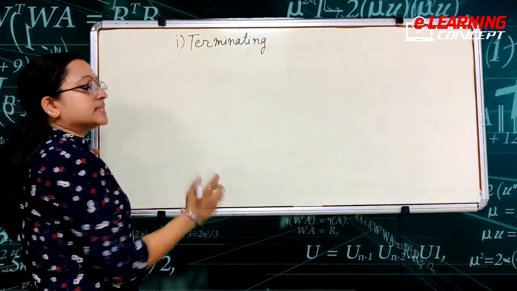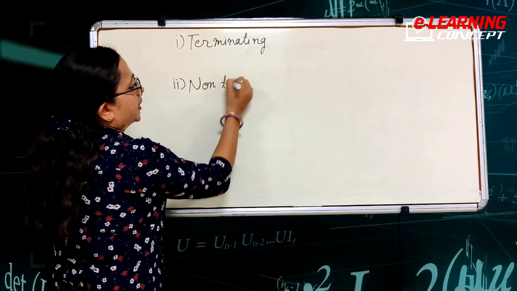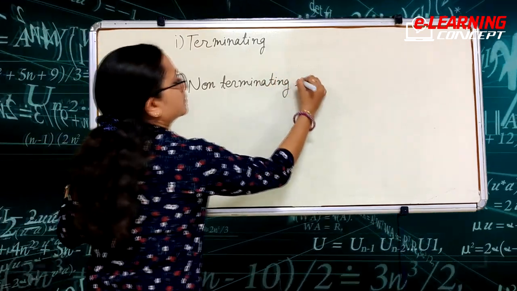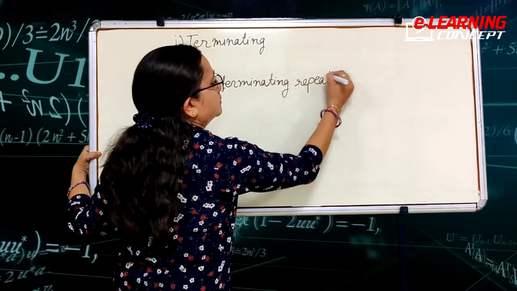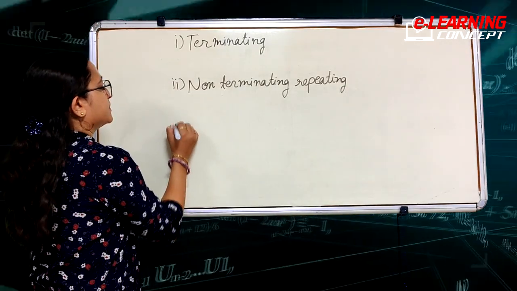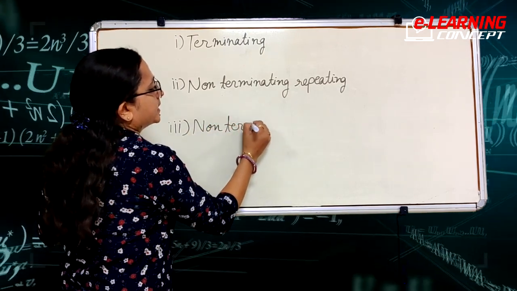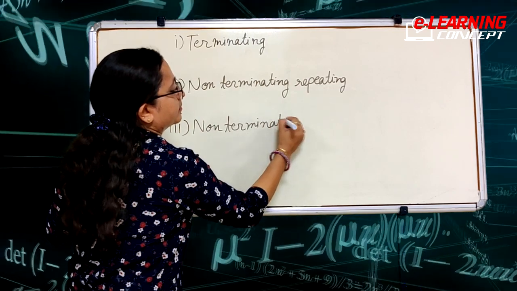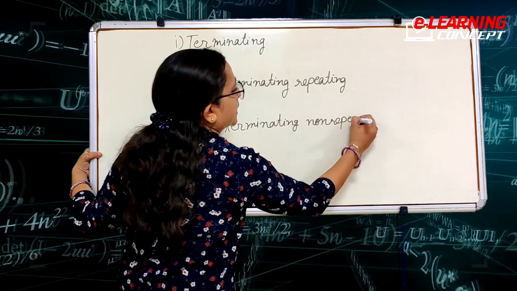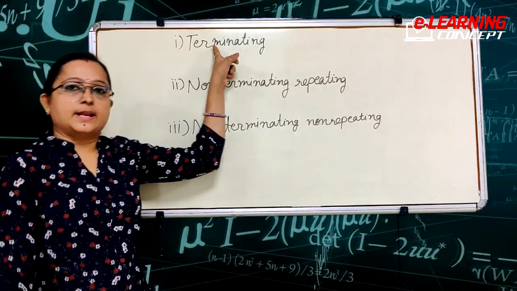The second kind of decimal expansion is non-terminating repeating. And the third kind of decimal expansion is non-terminating, non-repeating decimal expansion. So one by one we'll see each and every one, starting from terminating decimal expansion.